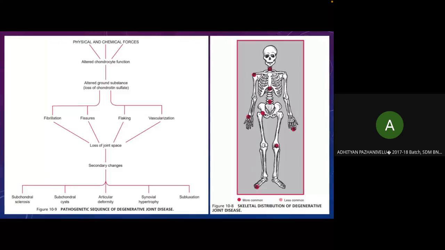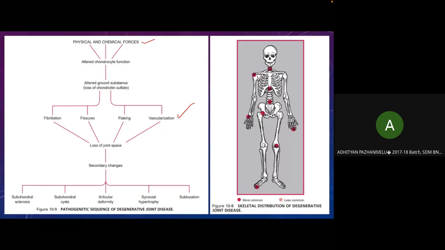Now we have the physiology, what is happening there. There could be physical forces, that is trauma or degeneration, or chemical forces, that is the metabolic. And what happens is the cartilage which is there in the joint alters its function. When there is trauma, the chondrocytes usually take the nutrients from the synovial fluid, but then blood vessels start to form.